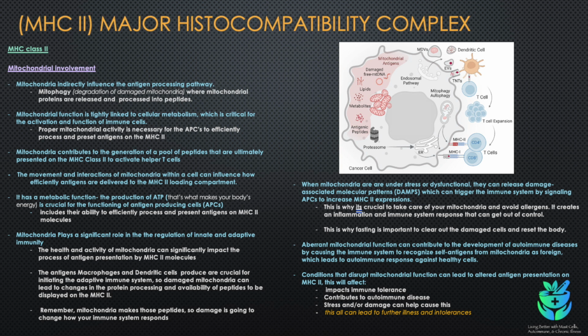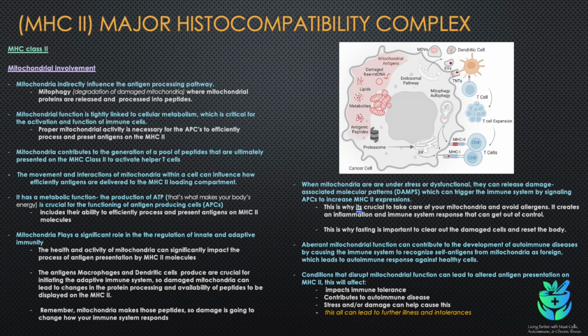This is why it's crucial to take care of your mitochondria and avoid allergens. It creates an inflammation and an immune system response that can get out of control, and then it ramps up your MHC2 expression, which means more immune responses and aberrant immune responses. So people with chronic illness and especially mast cell disorders, your cells are sending out the danger signal, and that's because of your damage to the mitochondria. And then it ramps up the MHC2, which then winds up calling more cells.